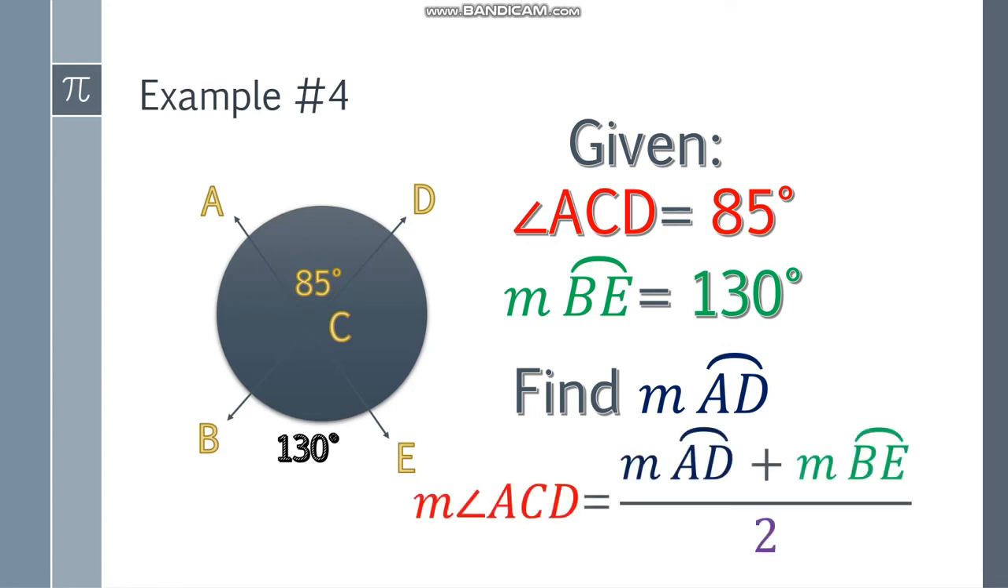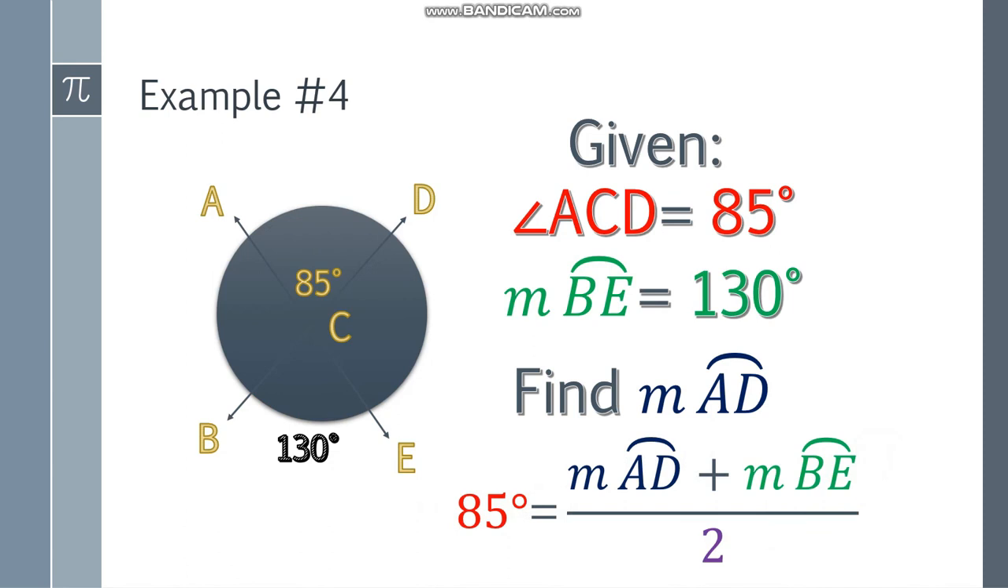So don't fret, let's just place the formula first. The measure of ACD, this one, is equal to the sum of these two arcs divided by 2. So let's substitute it. We have 85 degrees here. And since we don't know yet the value of the measure of arc AD, let's just put it as is, plus the measure of arc BE, which is 130 degrees. Now we can solve for the measure of arc AD.